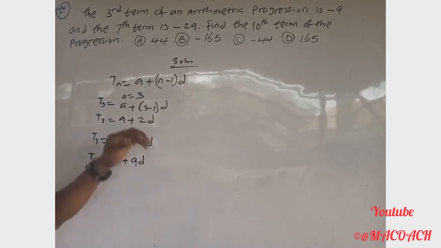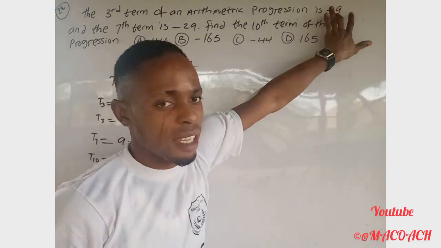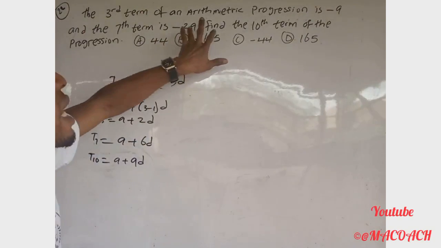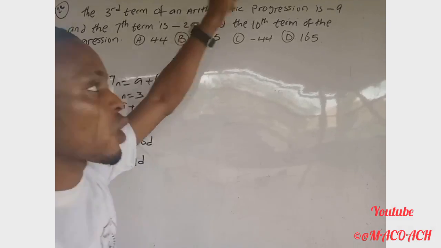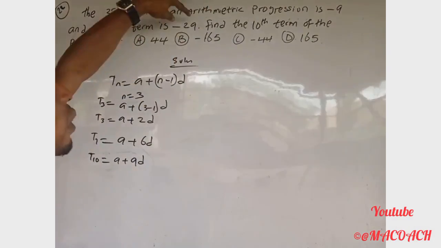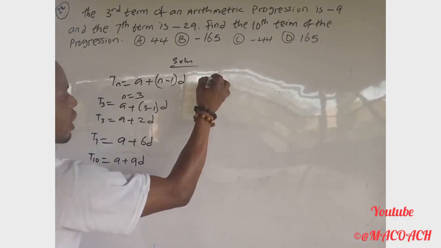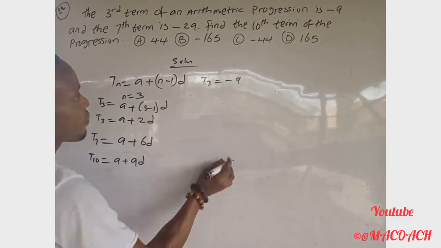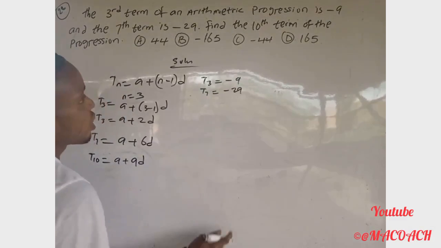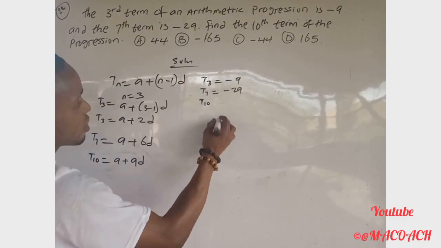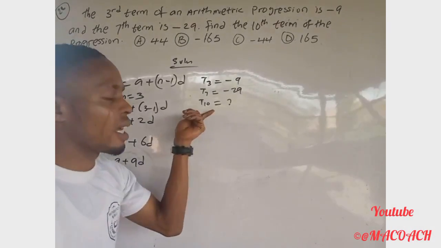We want to calculate the 10th term of this AP. According to the question, the 3rd term is given as minus 9, while the 7th term is given as minus 29. So what we do here is, since our 3rd term is given as minus 9, and our 7th term is given as minus 29, the 10th term is what we want to find.